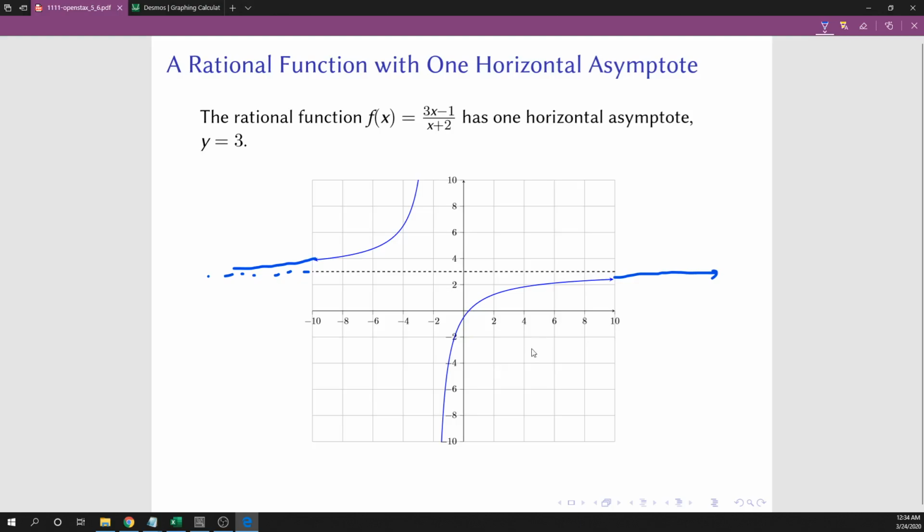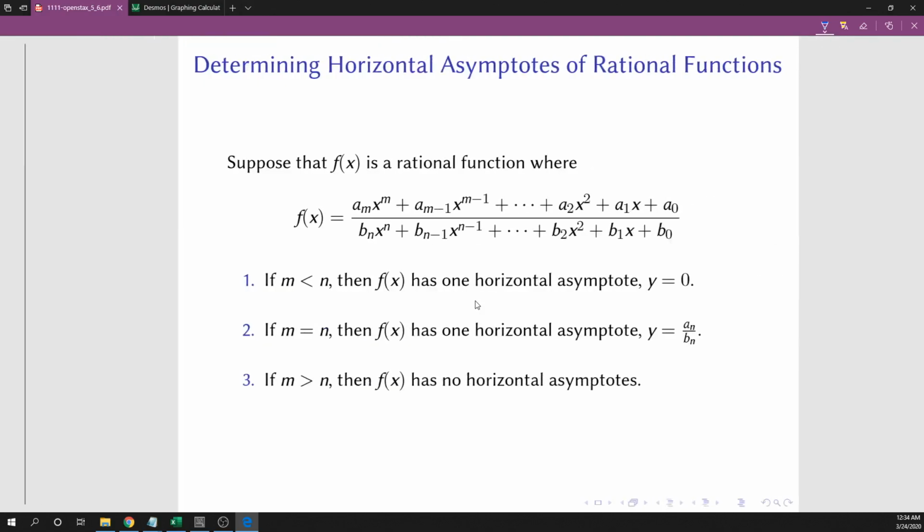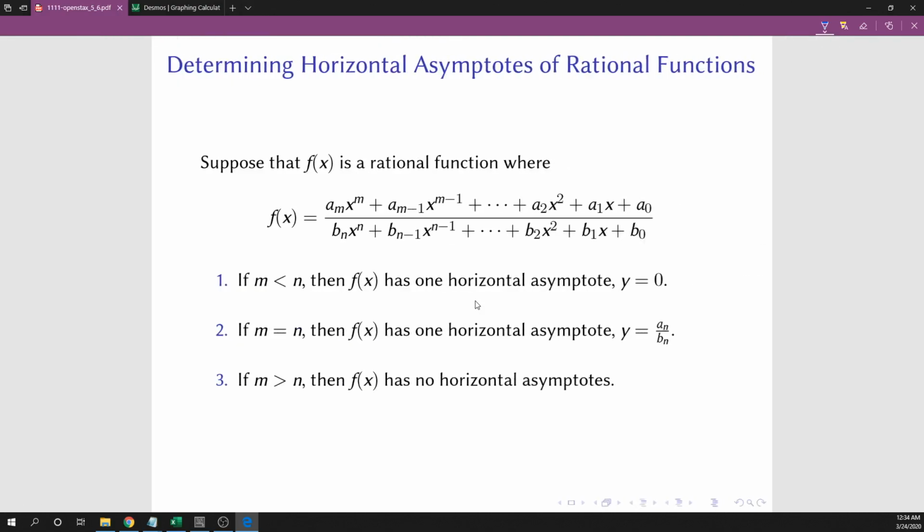All right, so that's the situation. It's either 0 horizontal asymptotes or 1 horizontal asymptote for a rational function. I just repeated that slide there. Forgot to take those out.